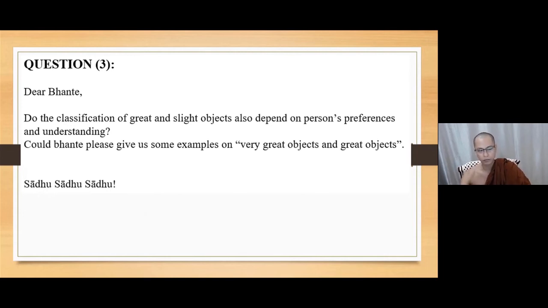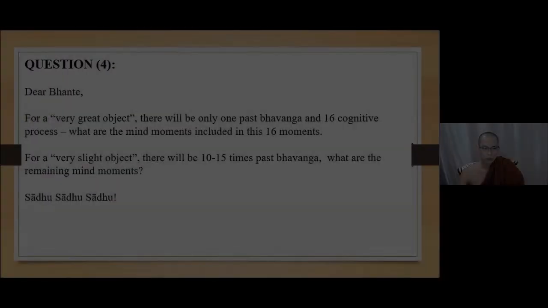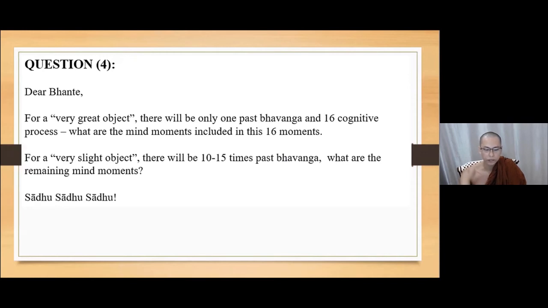Then, due to the great object, we can identify the jhana, because for the slight object there is no jhana, and for a very slight object there is no jhana in this way. Thank you, Bhante. Sadhu, sadhu, sadhu.